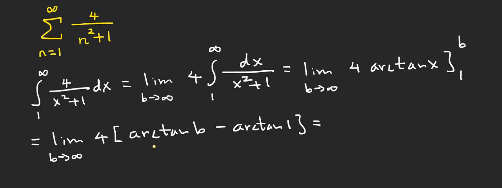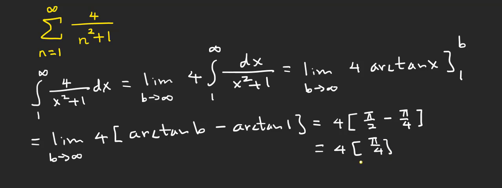So what happens as b goes to infinity? Arctangent approaches pi over 2. So you get 4 times quantity pi over 2 minus, what is arctangent of 1? That's pi over 4, because tangent of pi over 4 is 1. So you end up getting 4 times pi over 4. So the 4 cancels out, you get pi.